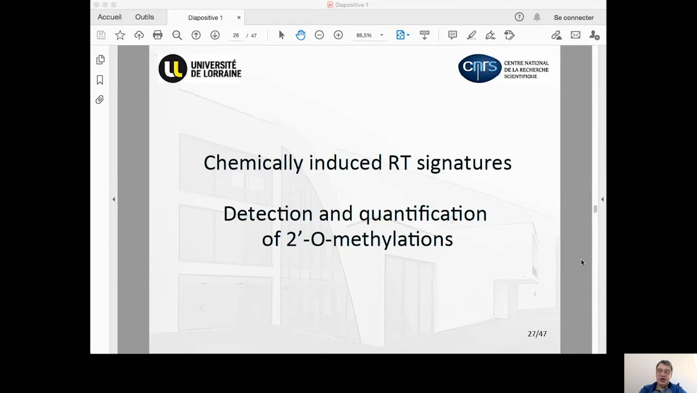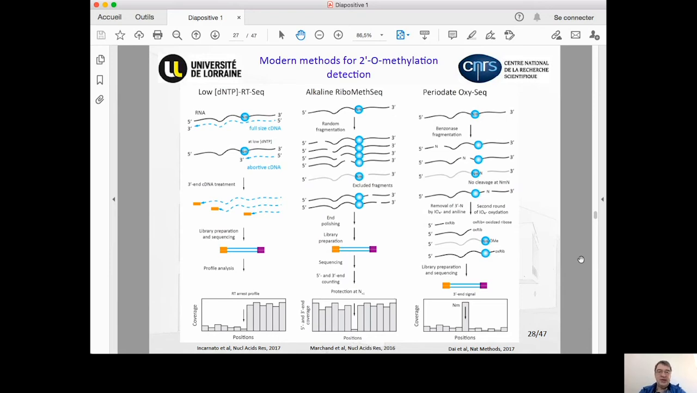Detection of 2' methylations in RNA can be achieved by at least 3 different and independent methods. They are based either on reverse transcription at low dNTP conditions. It was noticed already in the 70s that reverse transcriptase, when the concentration of dNTP is very low, about 1 micromolar, can stop at a 2' methylated residue in RNA. So this will generate abortive cDNAs, which will be captured by library preparation and sequenced. So the profile will be similar to any RT arresting profiles for modified nucleotides, with a very well visible coverage drop at the position of methylation.